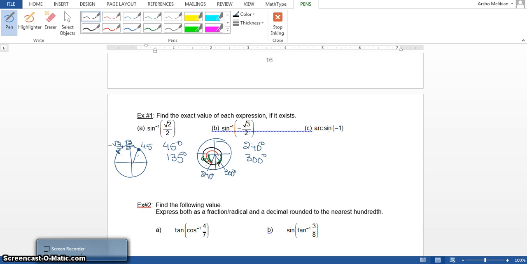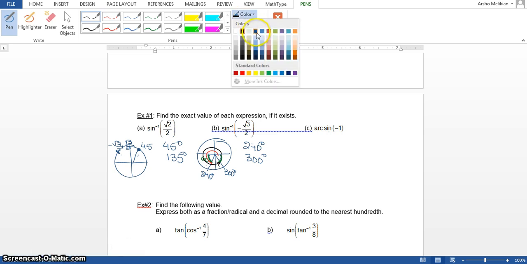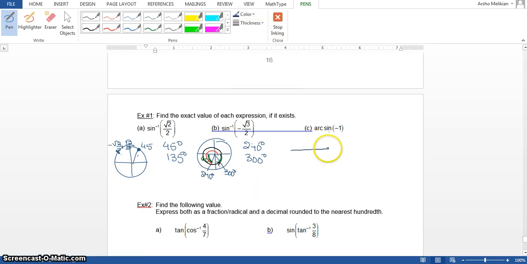Now, the arc sine of negative 1, that's when our y value is negative 1. Y value is negative 1 at one point only, and that point is 270 degrees.